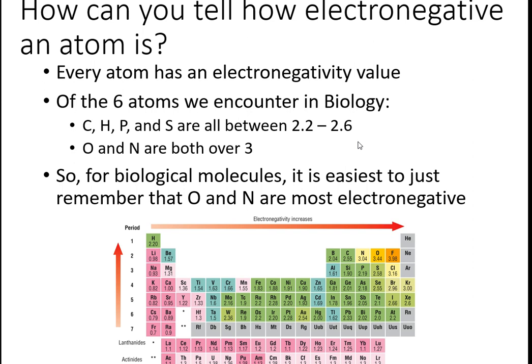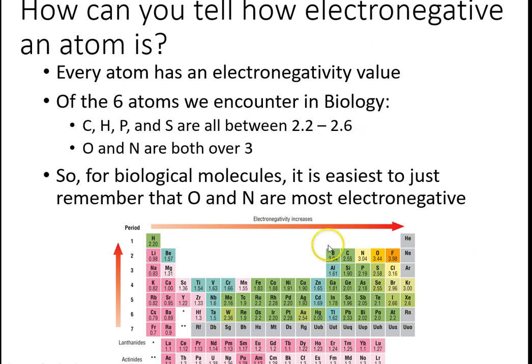However, oxygen and nitrogen both have electronegativities over 3, which means that they are going to have a much stronger attraction for those electrons and tend to pull on them a little bit harder. So they're going to be the Incredible Hulk in that tug of war as compared to Shaggy from Scooby-Doo, if you remember that image that we saw in class.